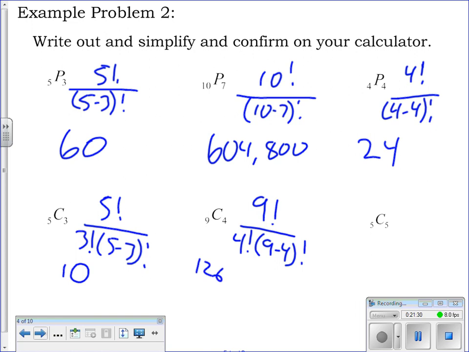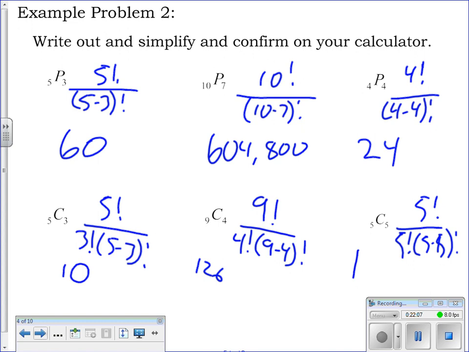And you get 126. And the last one, you have 5 items in the bag. I reach in and I pull out 5 items. How many ways can I reach in and pull out 5 items by doing all 5 at the same time? 1. And if you work it out, 5 factorial over 5 factorial times (5 minus 5) factorial, and you get 1. And it makes sense. If order doesn't matter, I'm just reaching in and grabbing, how many ways can I reach in and grab all of them?